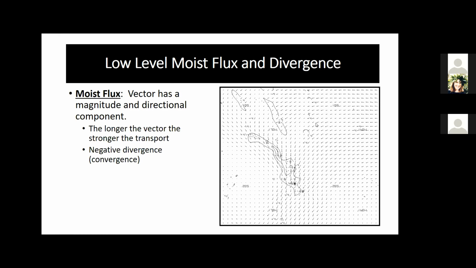Now, in this image, we have the wind vectors showing the flux, the transport of the moisture, and the contours are going to be showing the areas of negative divergence, which is your area of convergence. If you look at the flow, you will notice that the flow is confluing into what looks like a shear line pattern where you have a confluent asymptote.